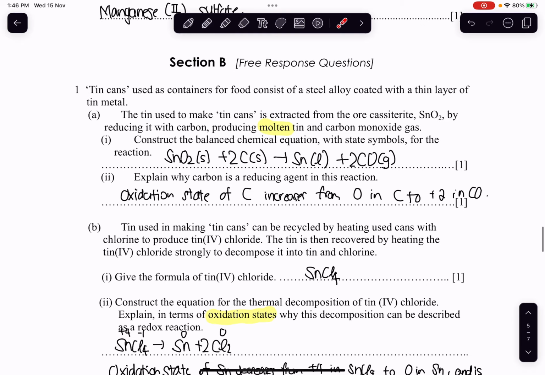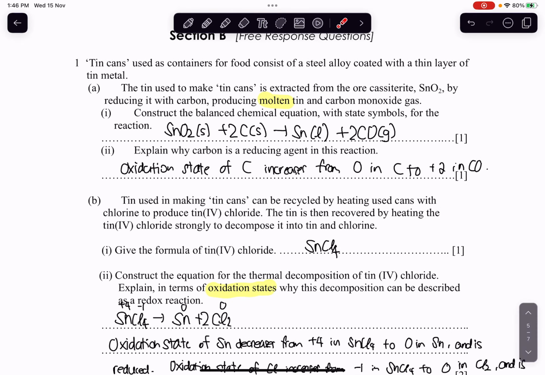Okay, for section B, question 1. They say tin cans are used as containers for food. It consists of a steel alloy coated with a layer of tin metal. The tin used to make tin cans is extracted from the cassiterite SnO2 by reducing it with carbon, producing molten tin and carbon monoxide gas. Make sure when you see all this, the words like ore, by carbon, molten, gas, please highlight because they are telling you the states.